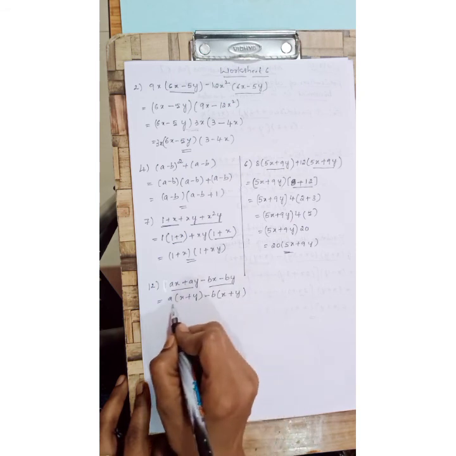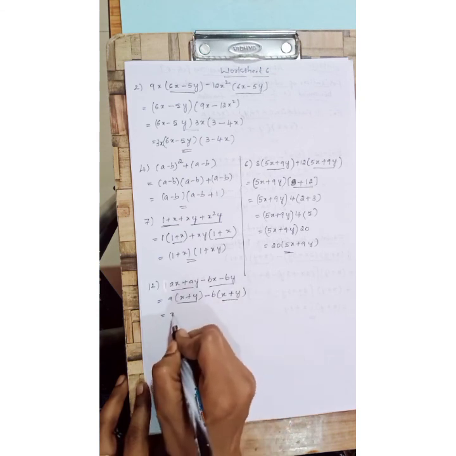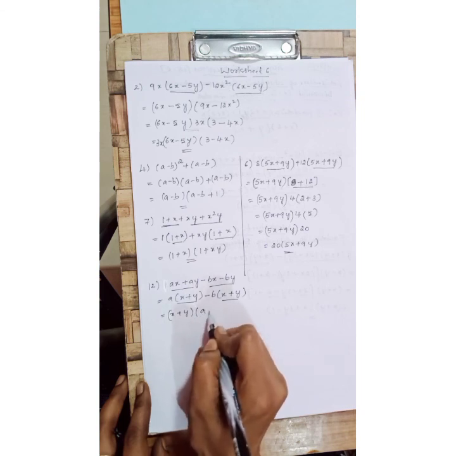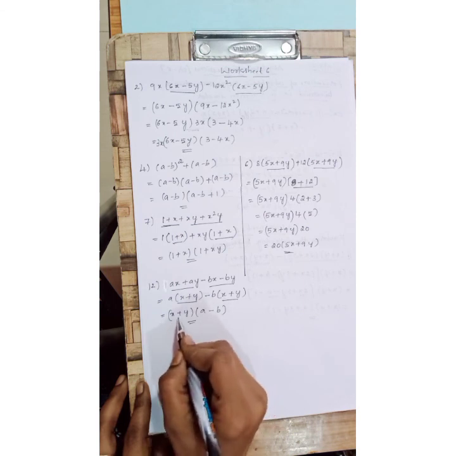Here in both the terms we can see x plus y as a common factor, so let us take outside x plus y as common, so left with a minus b. Here a minus b. Therefore the answer is x plus y into a minus b.